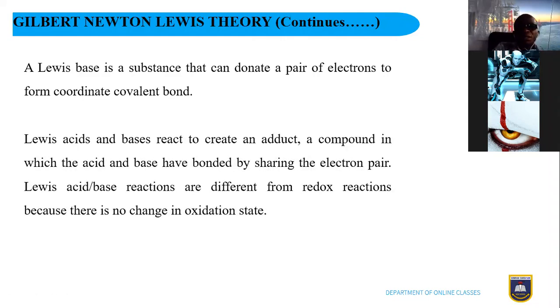Lewis acids and bases react to create an adduct, a compound in which the acid and the base have bonded by sharing the electron pair. When they come together, the compound they form is sometimes referred to as an adduct, because you have one species donating electrons, another species accepting the electrons. Then the 2 atoms clinch together and stay as one entity.